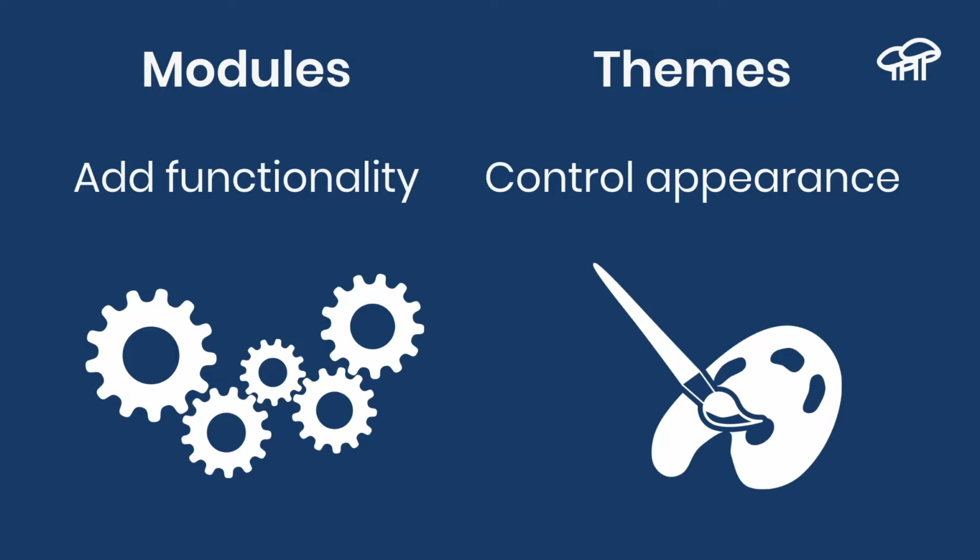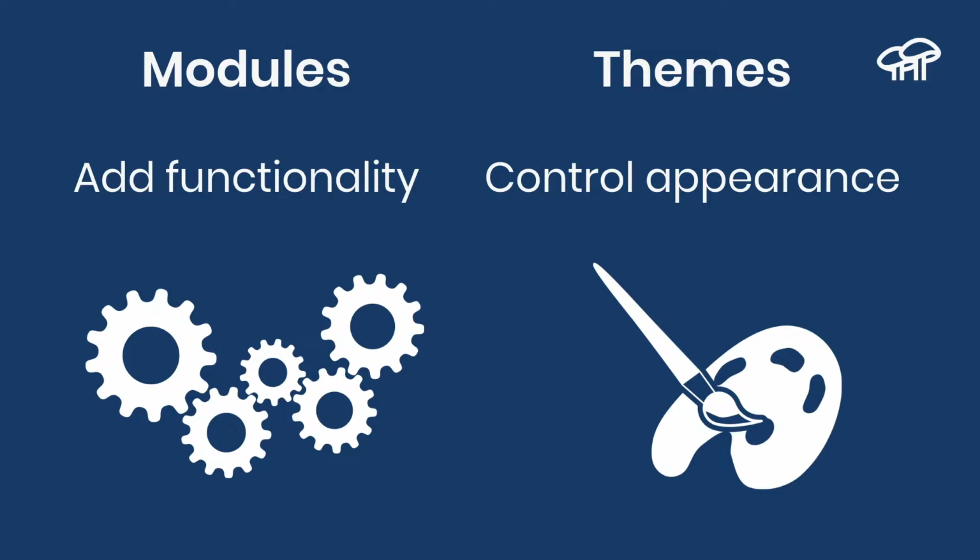Talking about modules and themes, modules add functionality to your website and themes control appearance. Let's say that you want that every time that you publish an article on the website, a tweet is sent and a post appears on your Facebook page. That's functionality. So you can configure a module to do that automatically without you having to do it manually.